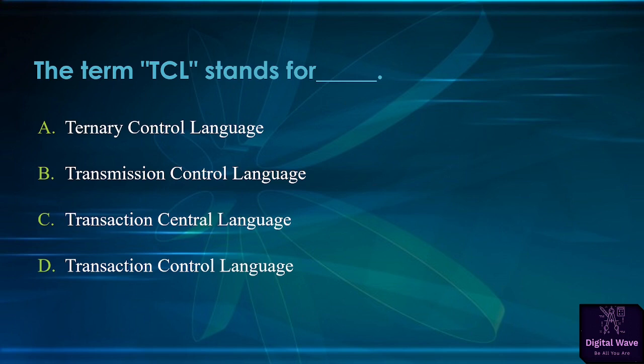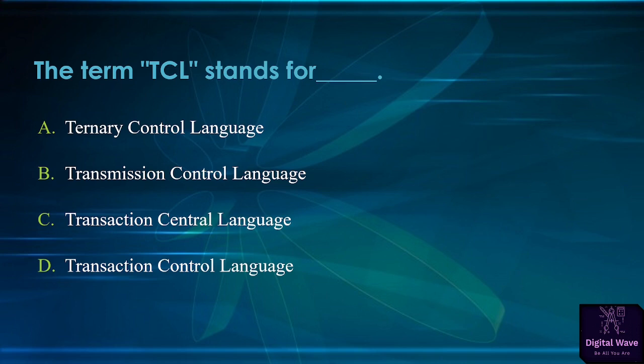Next question is, the term TCL stands for. First option available here, ternary control language. Second option is transmission control language. Third option is transaction central language, and the last option is transaction control language. So the right answer will be D, transaction control language.